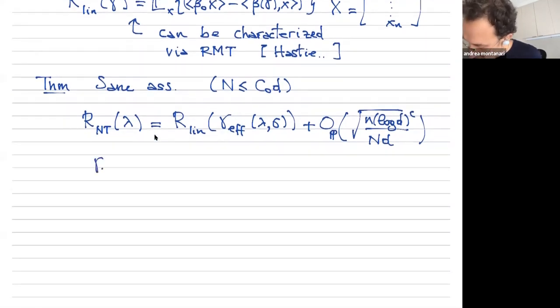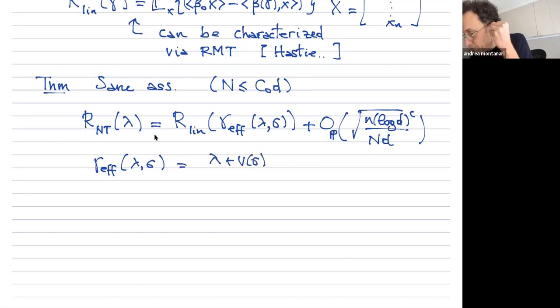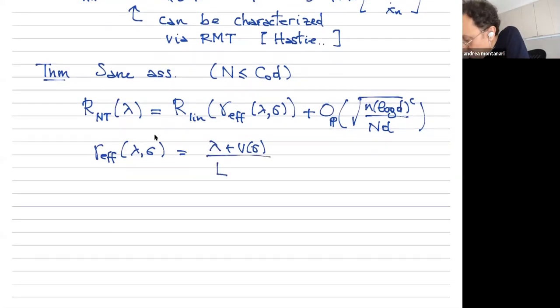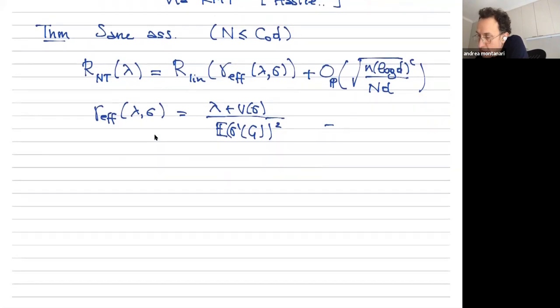And here the effective regularization is lambda plus b of sigma divided by E of sigma prime, where the expectation here is always with respect to the Gaussian measure. Okay, so this is the theorem. You get as good a generalization as if you did just linear regression. The interesting fact is that you don't know that things are linear to start with. So in a sense, you're more adaptive.